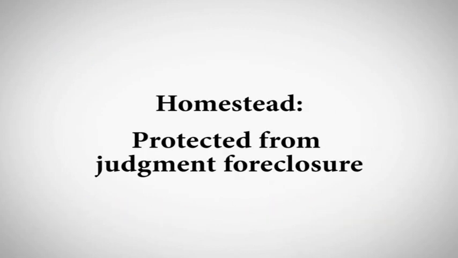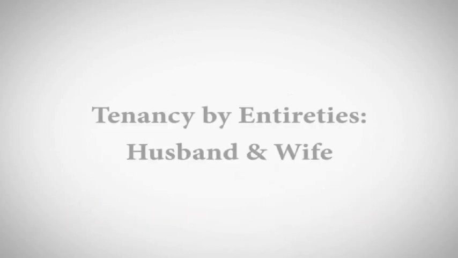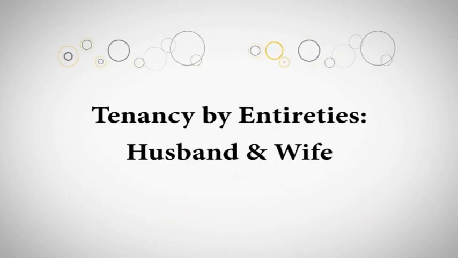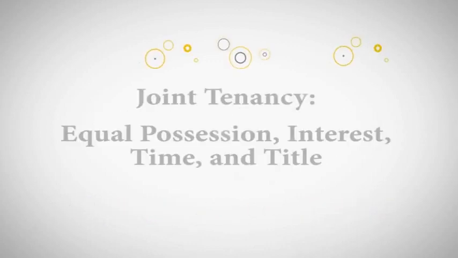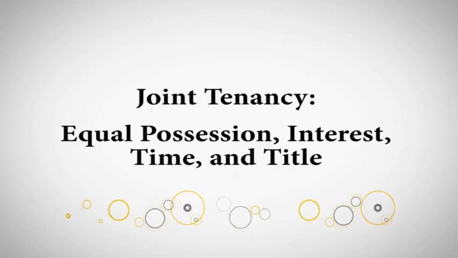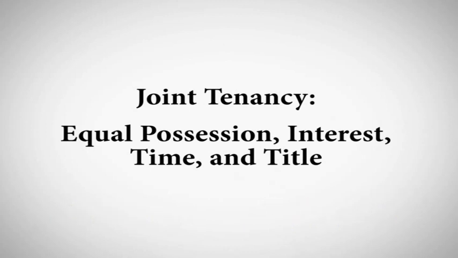The homestead, remember, is protected from judgment lien foreclosures. Tenancy by the entirety, this is your husband and wife, or the marriage ownership. The joint tenancy is equal possession, interest, time, and title. They all have to be equal. They had to purchase at the same time with the same deed. And there has to be a stated right of survivorship.